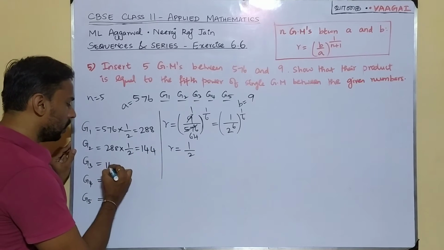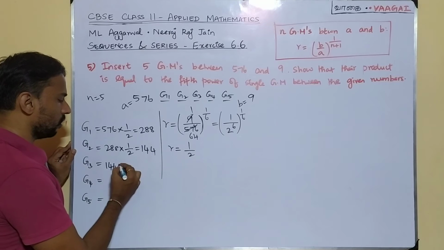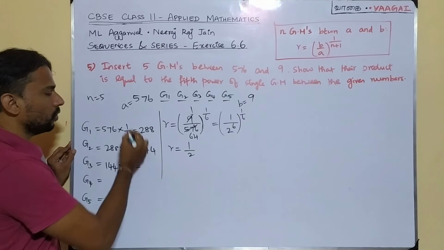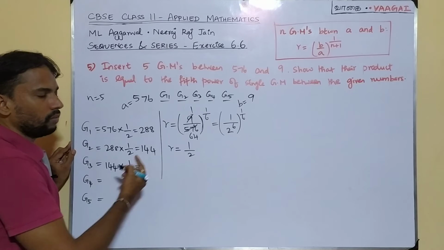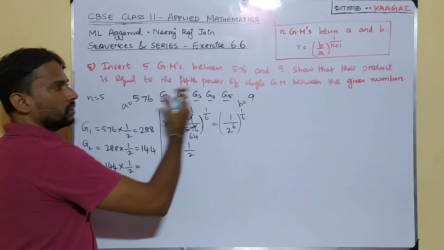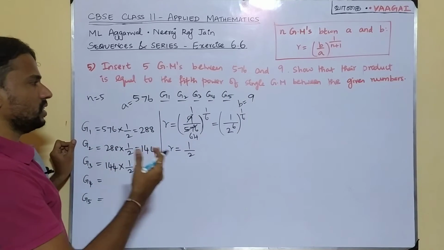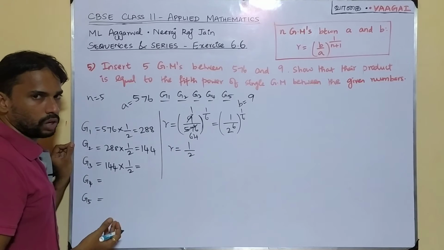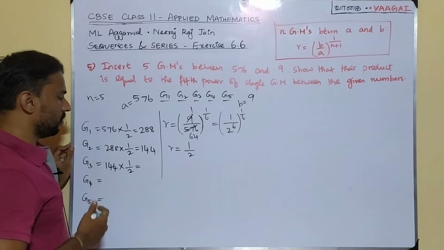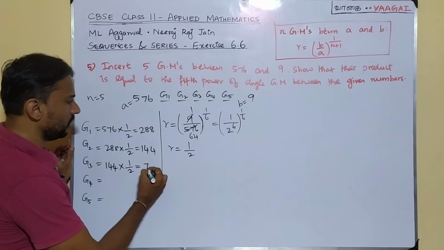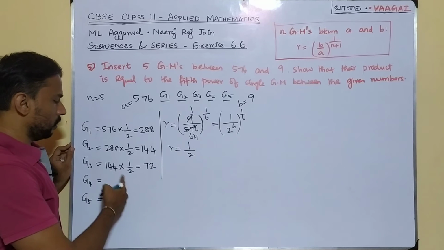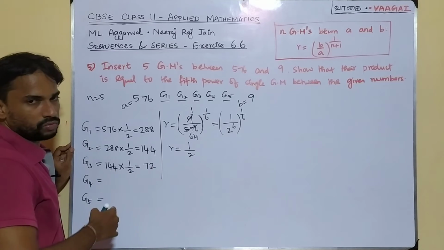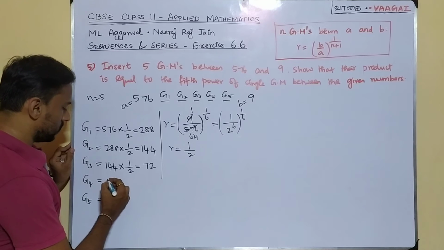G3 will be what? G2 value 144 into 1 by 2. Repeatedly you have to multiply by 1 by 2, 1 by 2, 1 by 2, because the r value is 1 by 2. When you insert 5 GMs, here the r value is going to be 1 by 2. So this will be 72, because 2 7s are 14 and 2 2s are 4. That's why 72. And yes, continue.